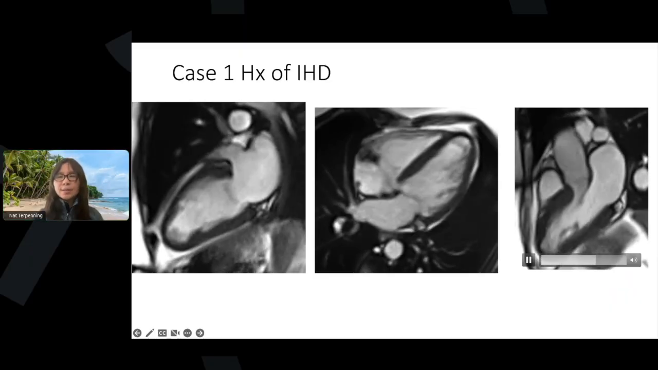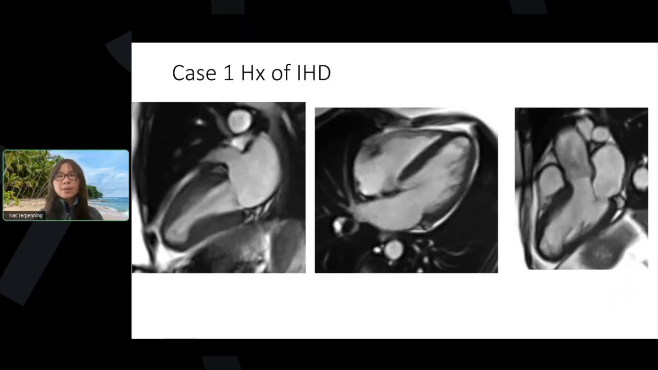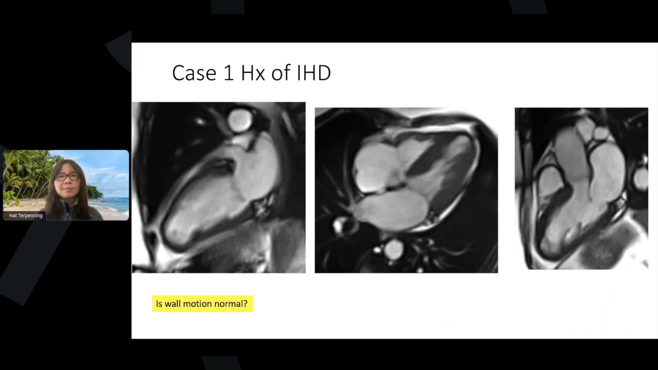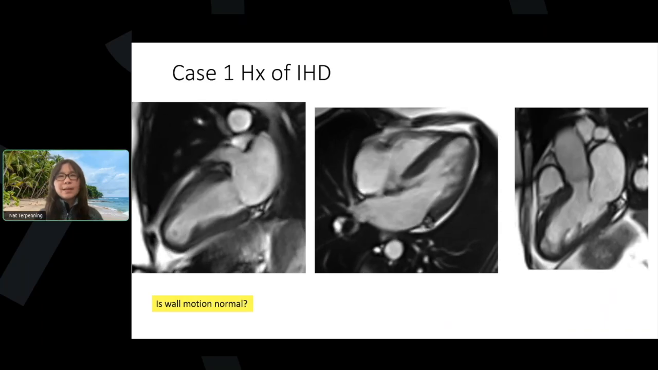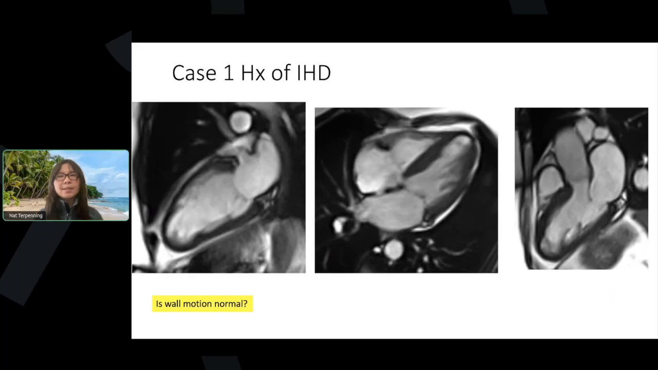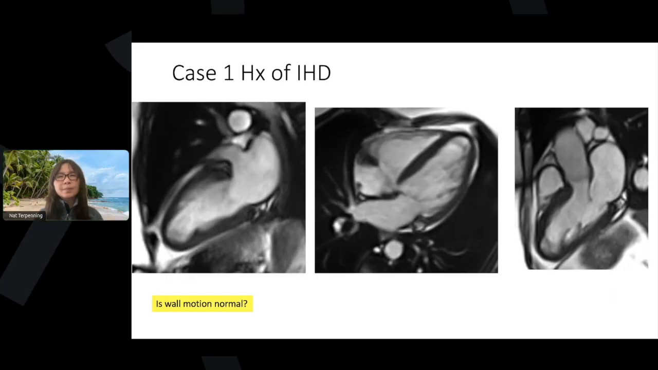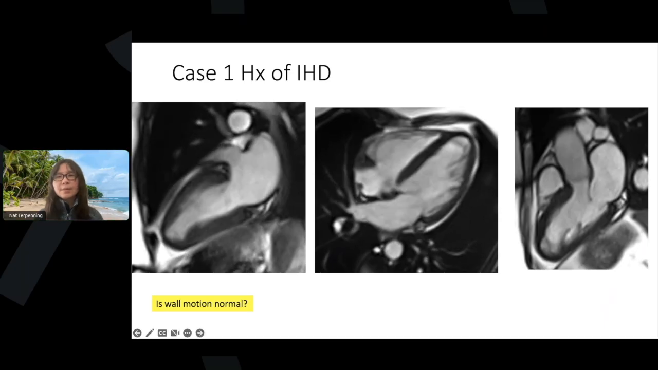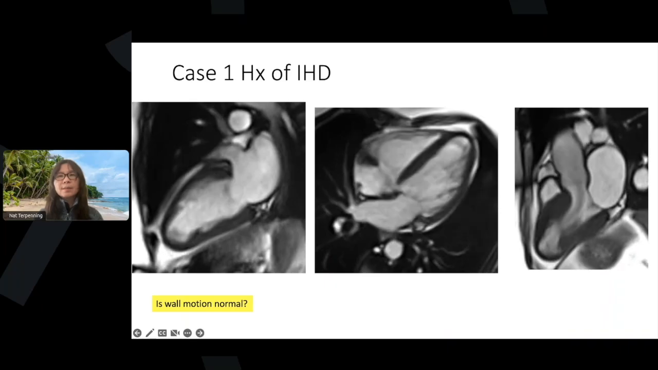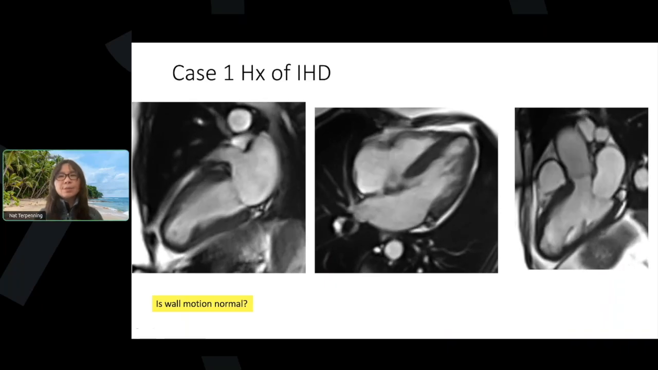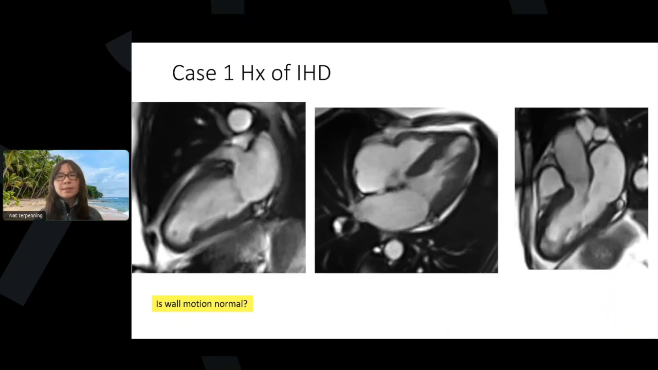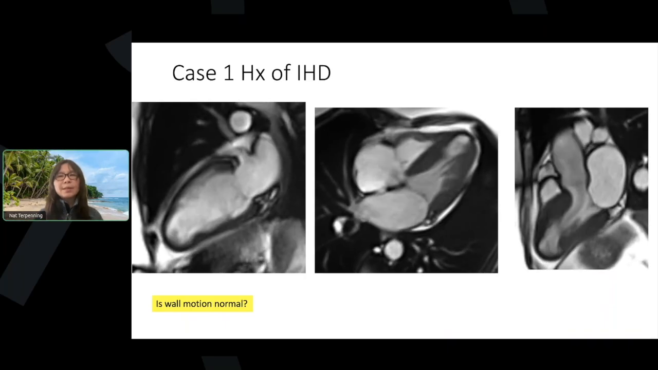Okay, my question. Look at the wall motion. Is wall motion normal? You think it's normal? Well, let go or make a comment on any part of the wall motion. I think, let me play this one too. Okay, I think best seen on two chamber and three chamber. The first and the last one. Can anyone pick up wall motion abnormalities here?